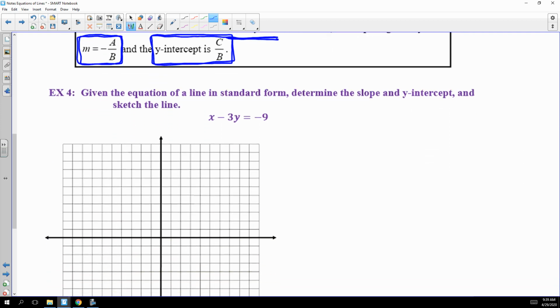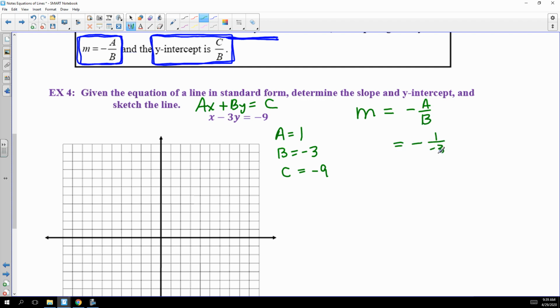So we've got the equation of a line in standard form. We want to find the slope and y-intercept, and we're going to sketch it. I'm going to use this idea that ax plus by is equal to c so that I can identify the slope. In this case, let's talk about first what are a, b, and c. A is equal to 1, b is equal to -3, and c is equal to -9. So if slope is given by opposite of a over b, then that would be opposite of 1 over -3. Then the slope in this case would be 1/3.